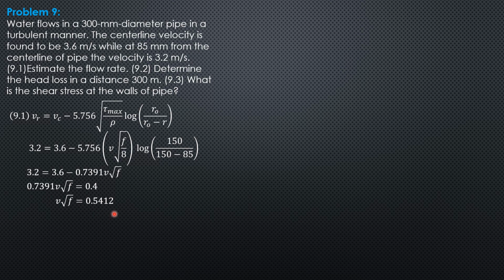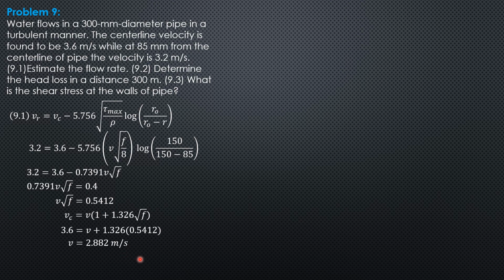We then use Vc, the centerline velocity, equals V quantity 1 plus 1.326 square root of f. Then distribute: 3.6 equals V times 1 plus 1.326 V square root of f, and V square root of f is 0.5412. So from here, we can solve for the mean velocity. 3.6 minus 1.326 times 0.5412, so 2.882 meters per second.